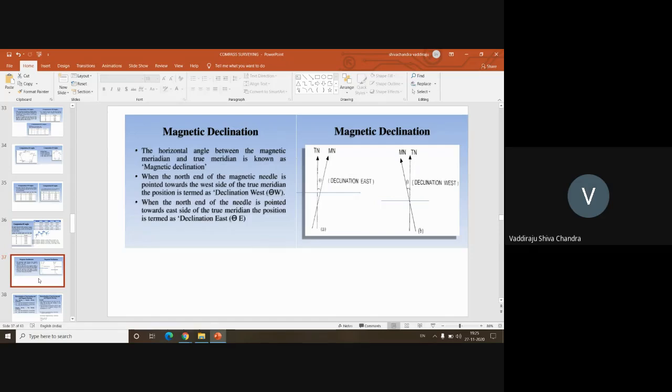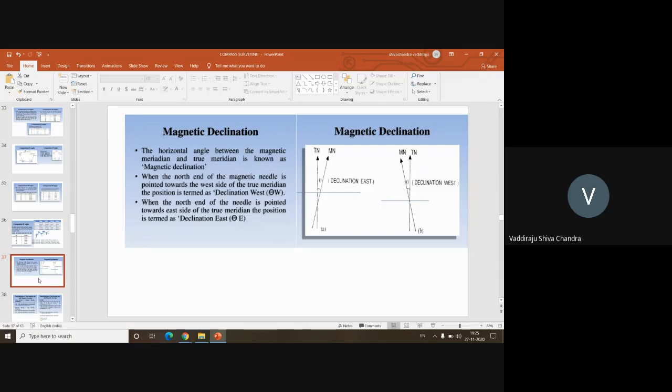If the declination is towards the right side, that is, if the magnetic north is towards the right side of the true north, then we call it a declination east, that is, towards the eastern side. And if the magnetic north is towards the western side, or towards the left side of the true north, then we call it a declination west.